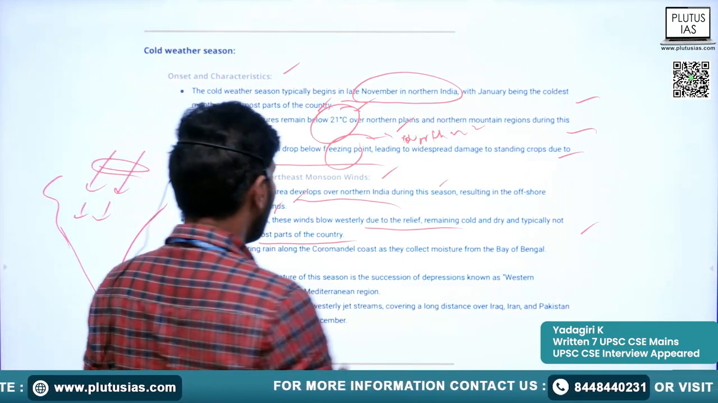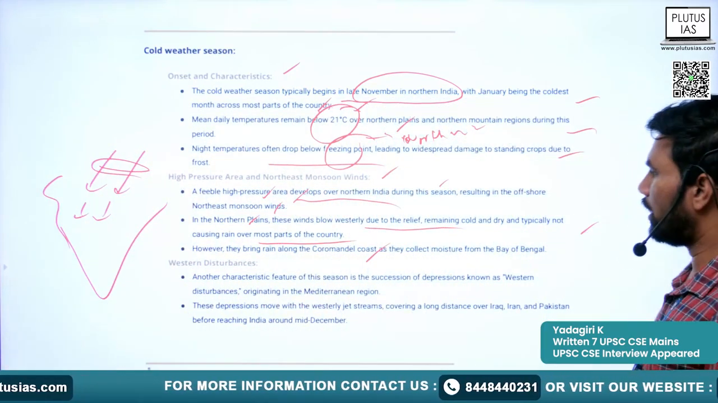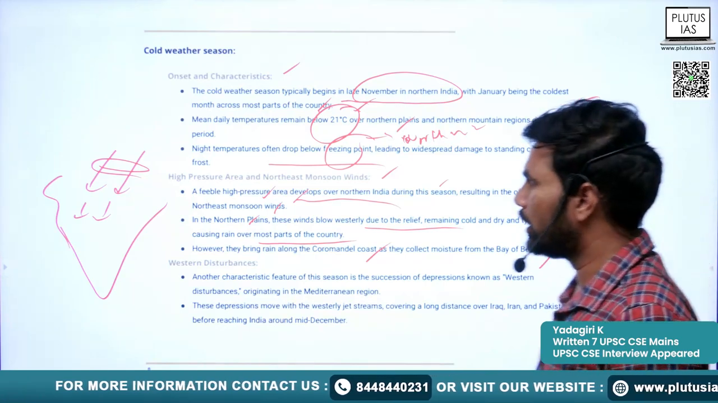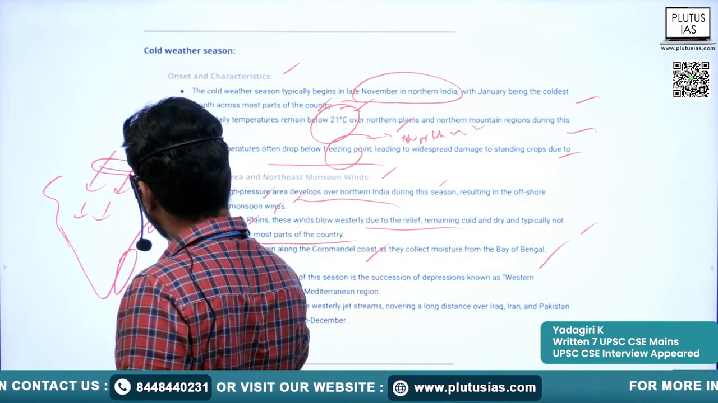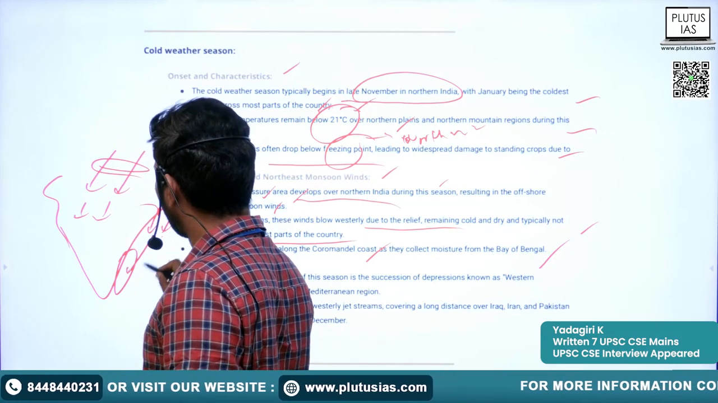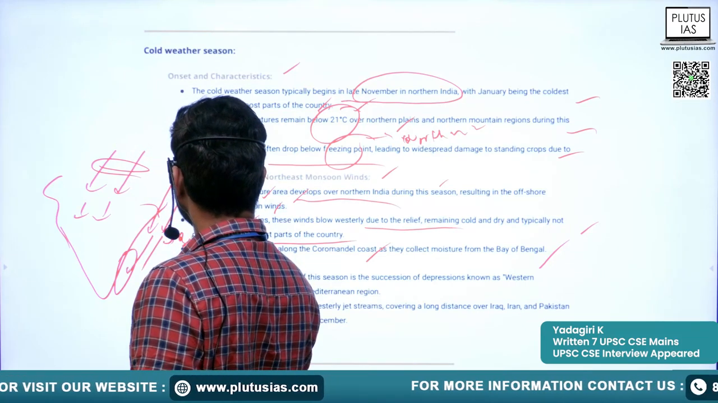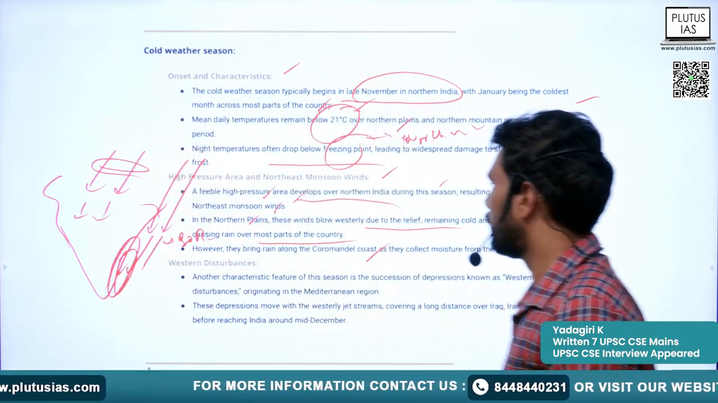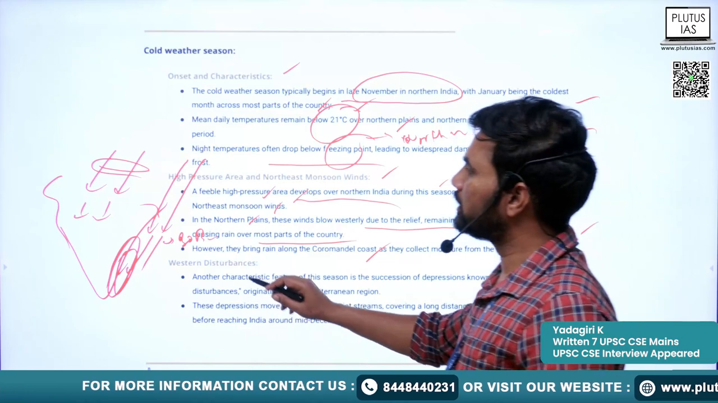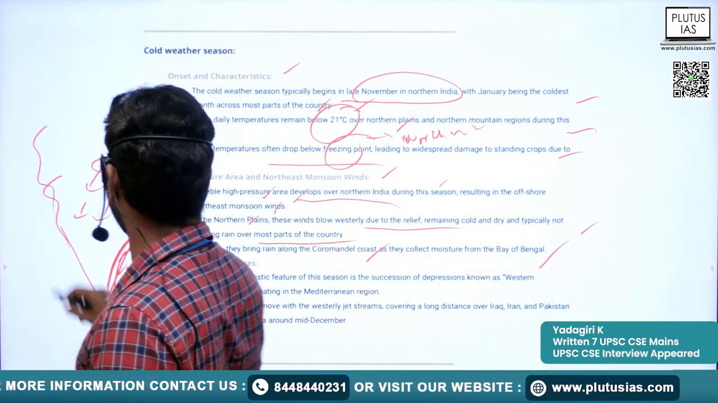However, they bring rainfall along the Coromandel coast, especially the coast of Tamil Nadu, because some of these winds collect moisture from the Bay of Bengal and give rainfall to the Coromandel coast. Western disturbances can also be observed during this period.